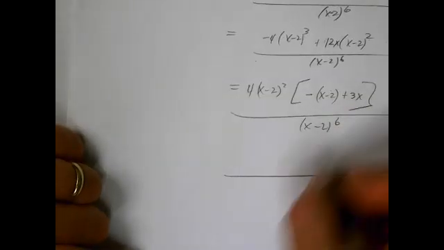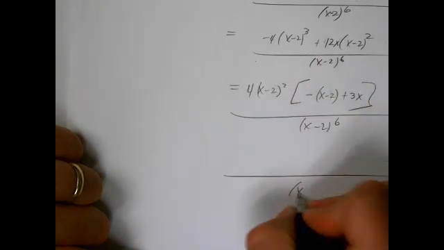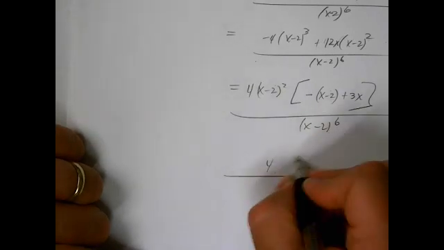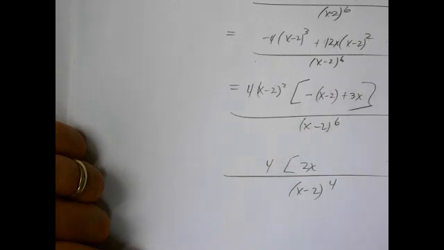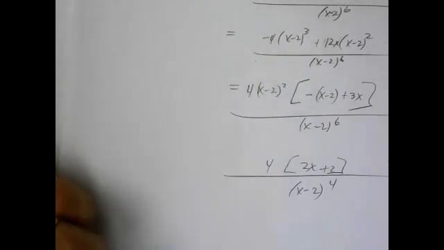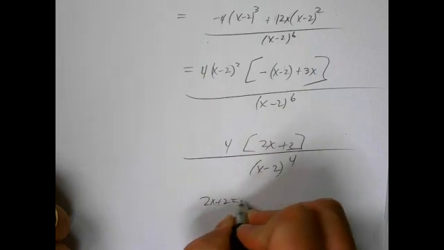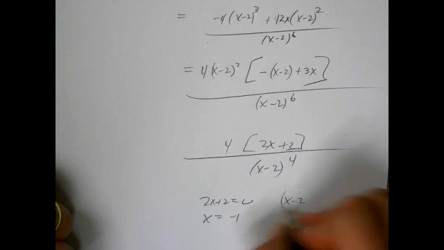All right, what happens next is 2 of these factor out of the 6 of those. Power drops to the 4th power. There's a 4 out front. And this is a negative x and a 3x, which is a 2x and a 2. Okay, so now I'm going to set the top equal to 0, and I get a negative 1. So the bottom equal to 0, and I get an x equals 2.